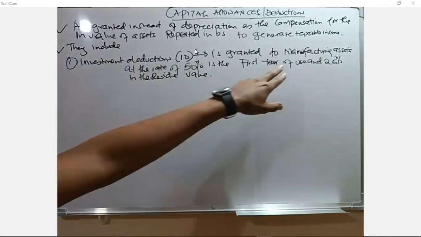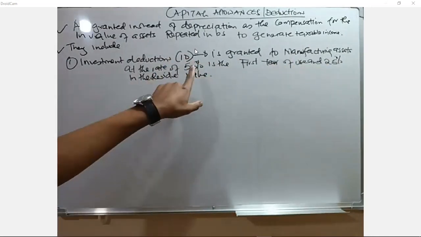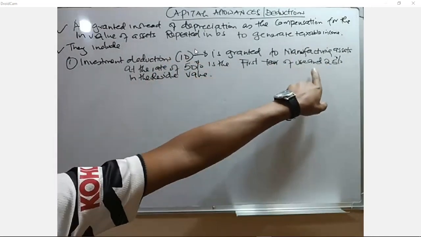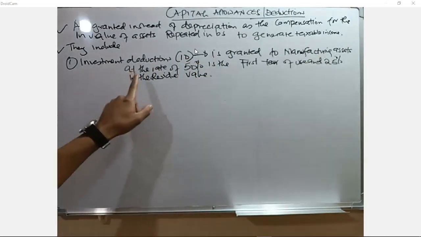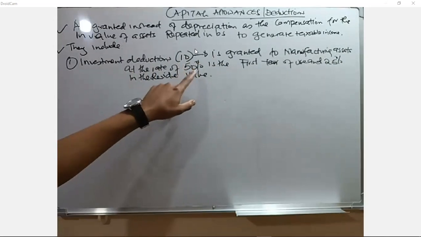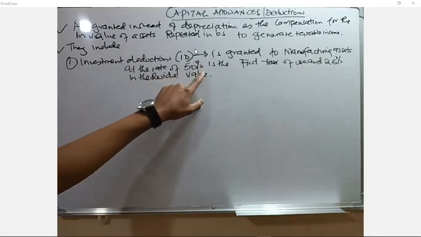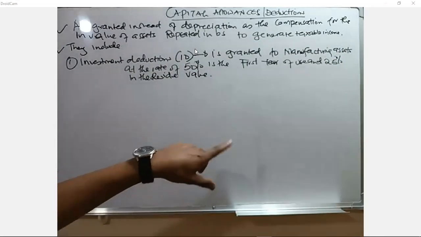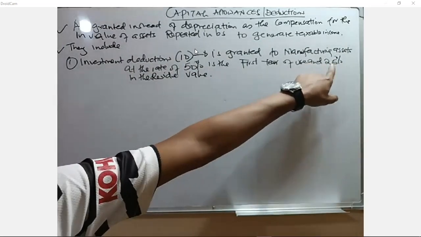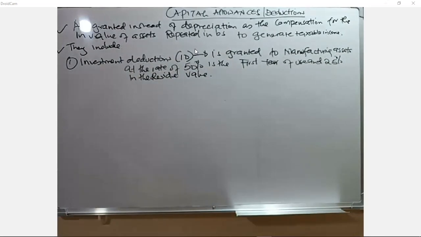So in this case, the manufacturing assets are normally granted at 50% in the first year of use. So every asset that I see qualifying for investment deductions, I'll grant the investment deduction at 50% of the qualifying cost, which is the cost of purchase of that asset, in the first year of use. Then the balance will be granted 25% of the residual value using the reducing balance basis.